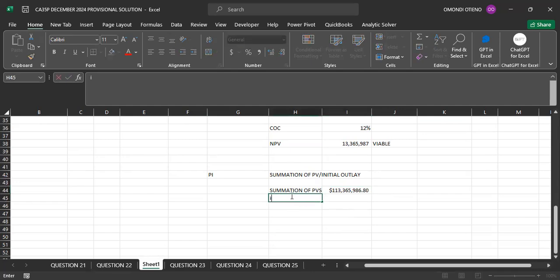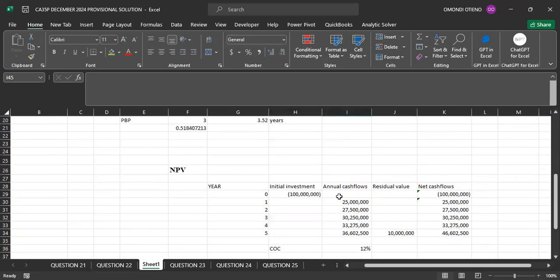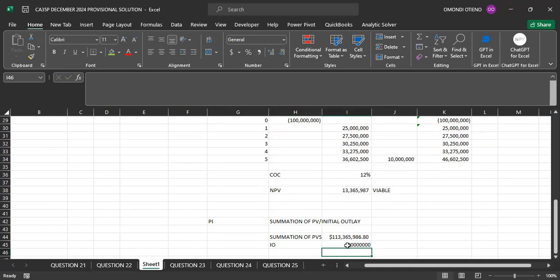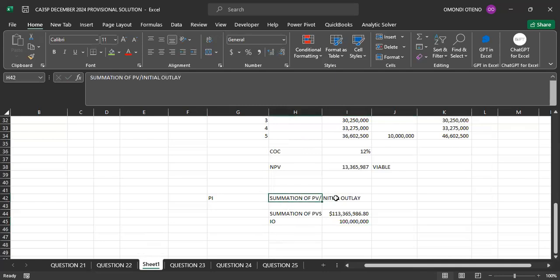And of course, our initial outlay, we are given 100 million. So this is what we are required to use. These are the two items, the numerator and the denominator.